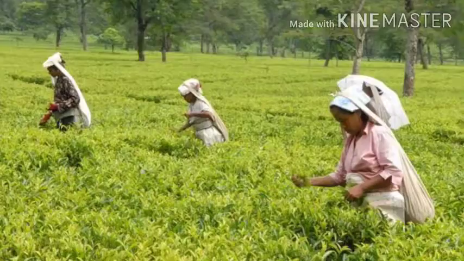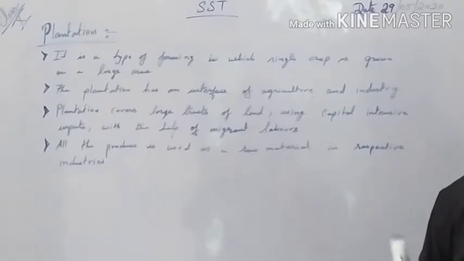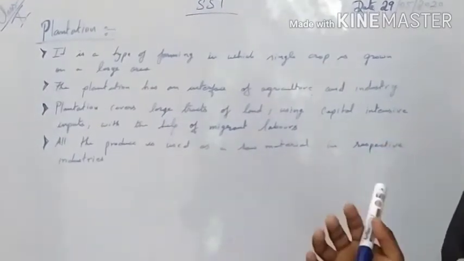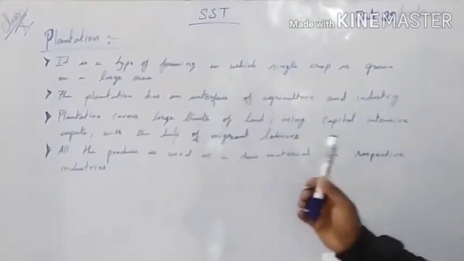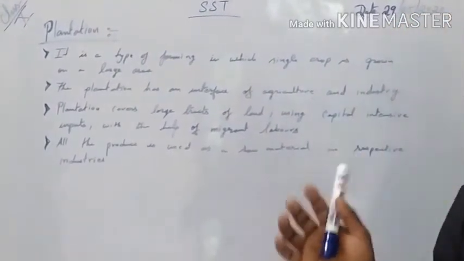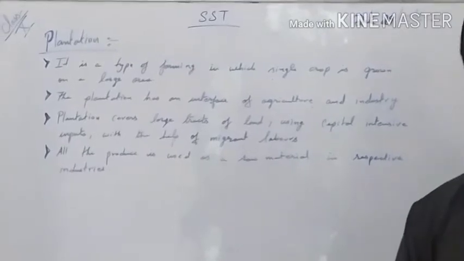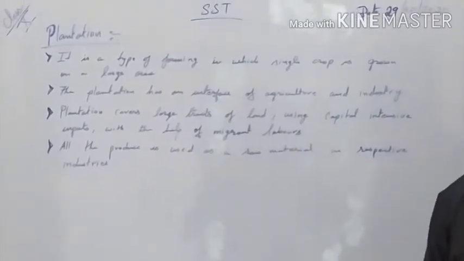Plantation covers a large tract of land using capital intensive inputs. Capital here means money and machinery, so it is also called capital intensive farming. It is done with the help of migrant labor. Migrant labor means the workers employed in the plantation have to move from one place to another again and again.